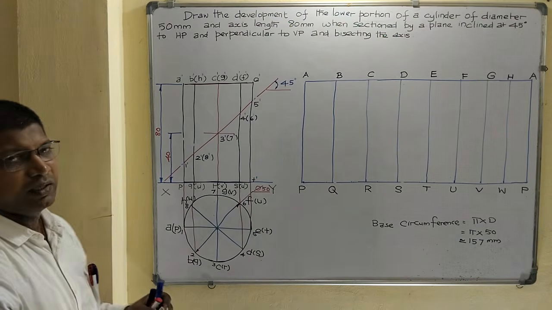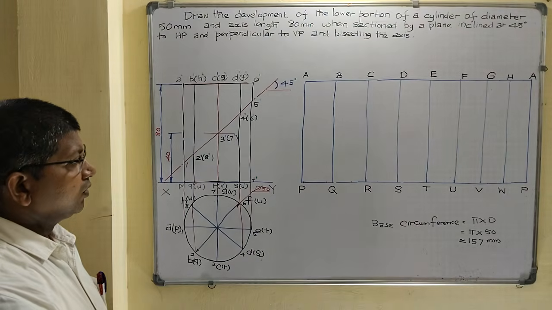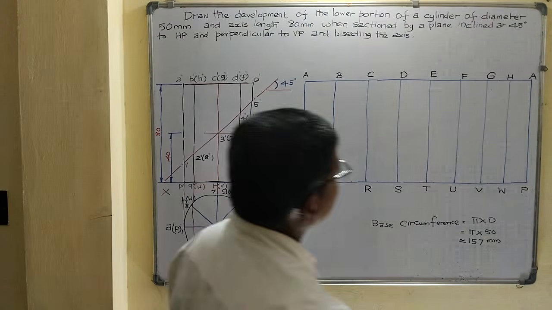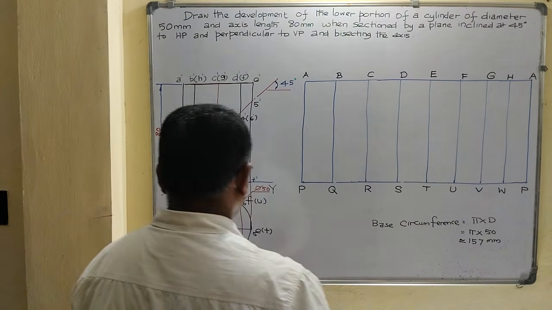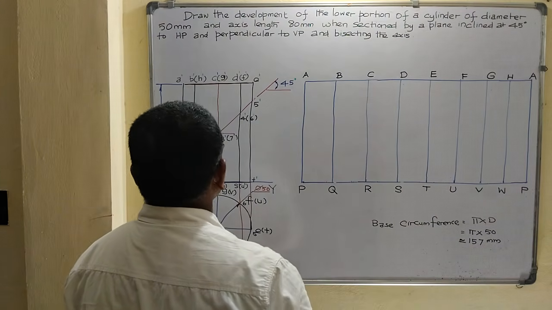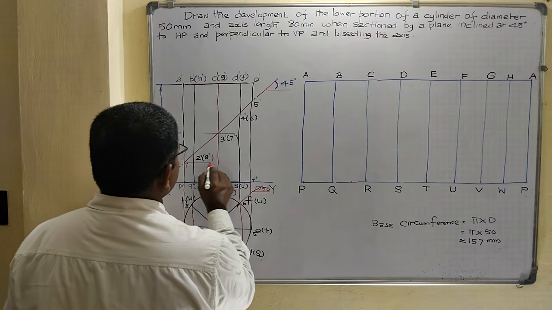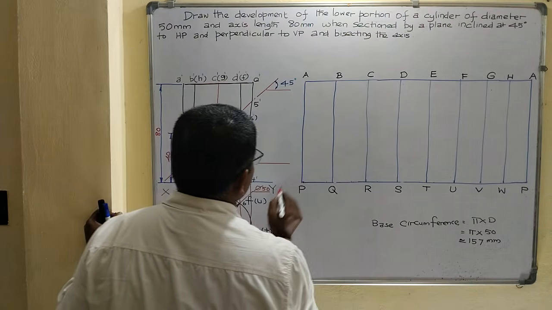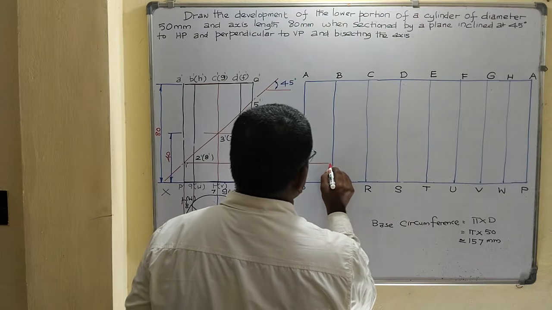So totally there are 8 cutting points. Now draw horizontal lines from all the cutting points to the development of surfaces. First, from point 1 dash, draw a horizontal line. Point 1 is on A of P, so mark point 1 on A of P.